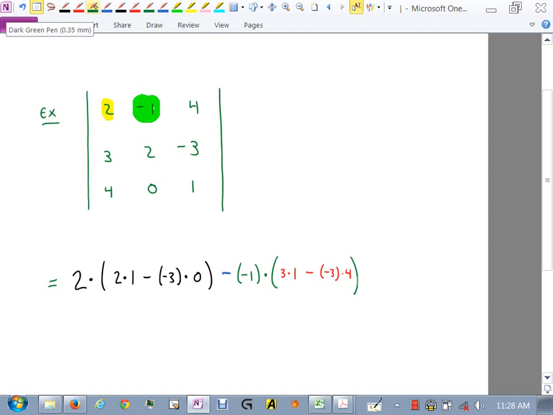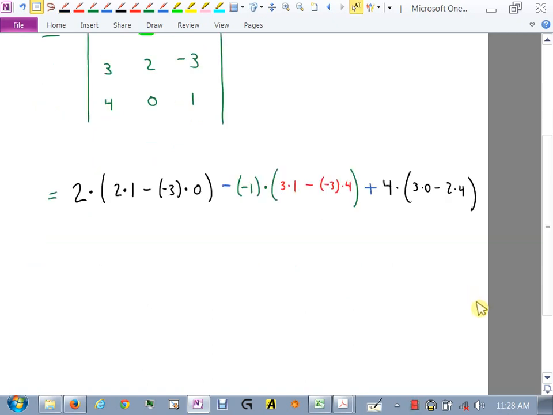Plus or minus? Plus, okay, and now we go to the last number here, 4. So I write that down, 4 times, now here's another determinant. This time I'm covering up this column, right? And working with the bottom 4 numbers here. Three times 0 minus 2 times 4.